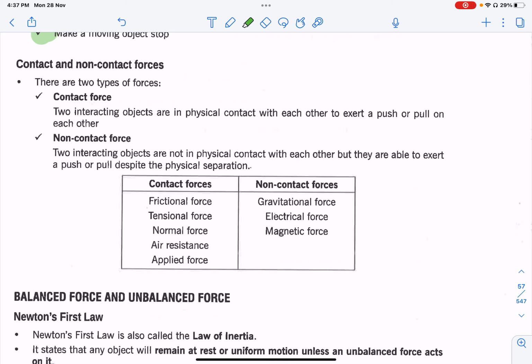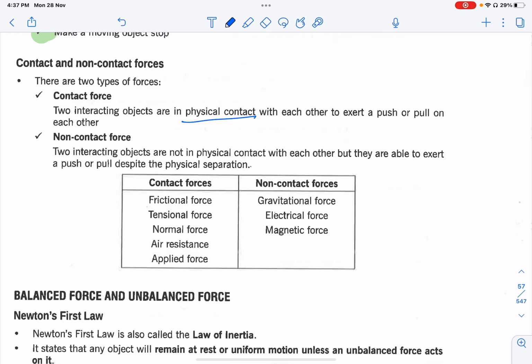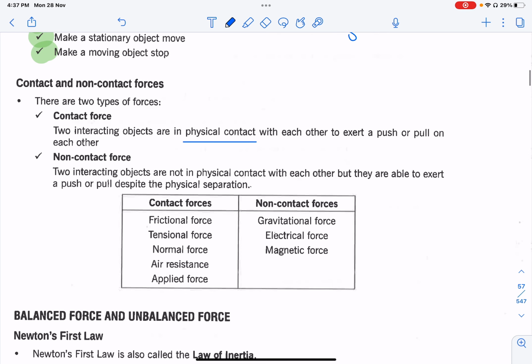When we talk about force, there are two types of forces: contact force and non-contact force. Contact force must have two surfaces touching together. When you say touching, they are physically touching each other to exert either a push or a pull. That is a type of force, what we call contact force. So when we define contact force, we must first define what contact is: physical touching or physical contact with one another, and then back to the force, a push or a pull.